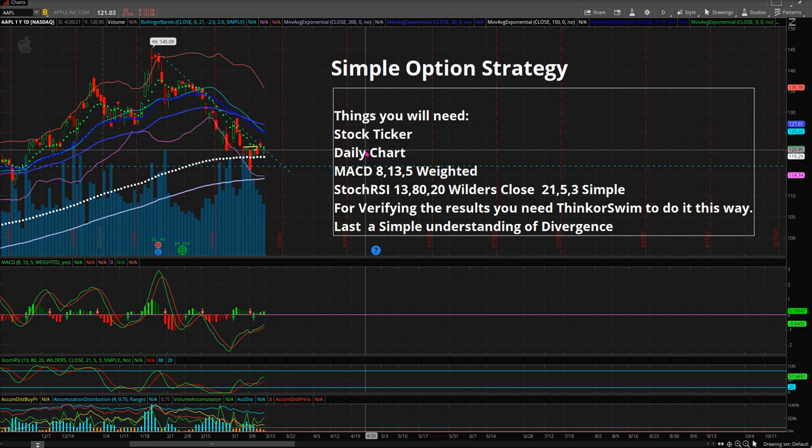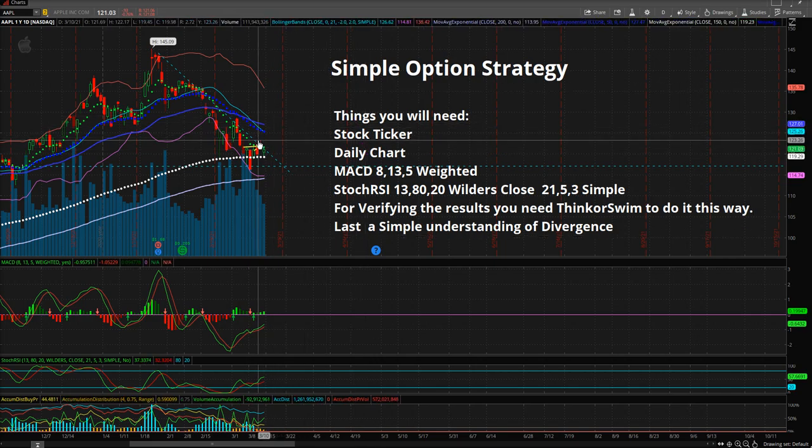And so what I'm going to do today is show you how to find a trade, how to make one with options, and then how to back test it in Thinkorswim. That way you know that you're on the right path when you're looking for these. And it's very simple. Once you figure it out, you're going to be like, wow, that's pretty dumb.